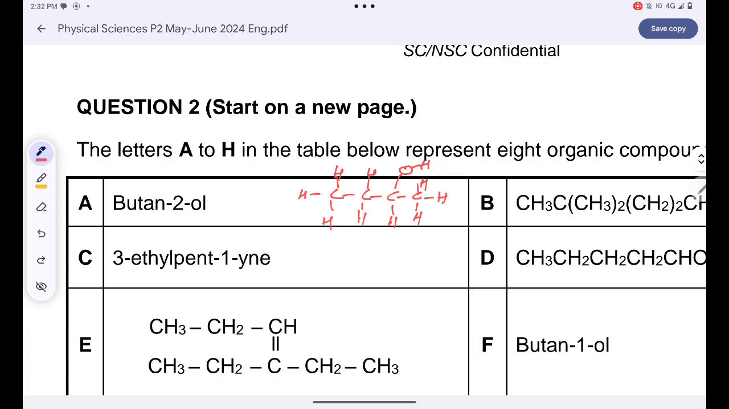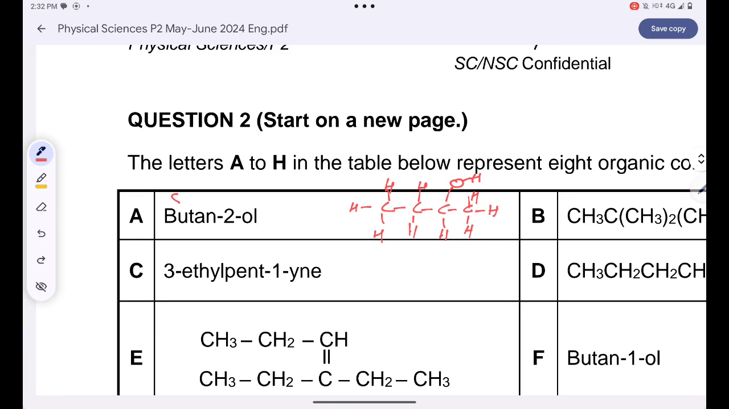Yes, it is an alcohol, but it is a certain type of alcohol. It's a secondary alcohol. Why is it secondary? Because this carbon that has the functional group is bonded to 2 adjacent carbons. So that's why this is called a secondary alcohol.